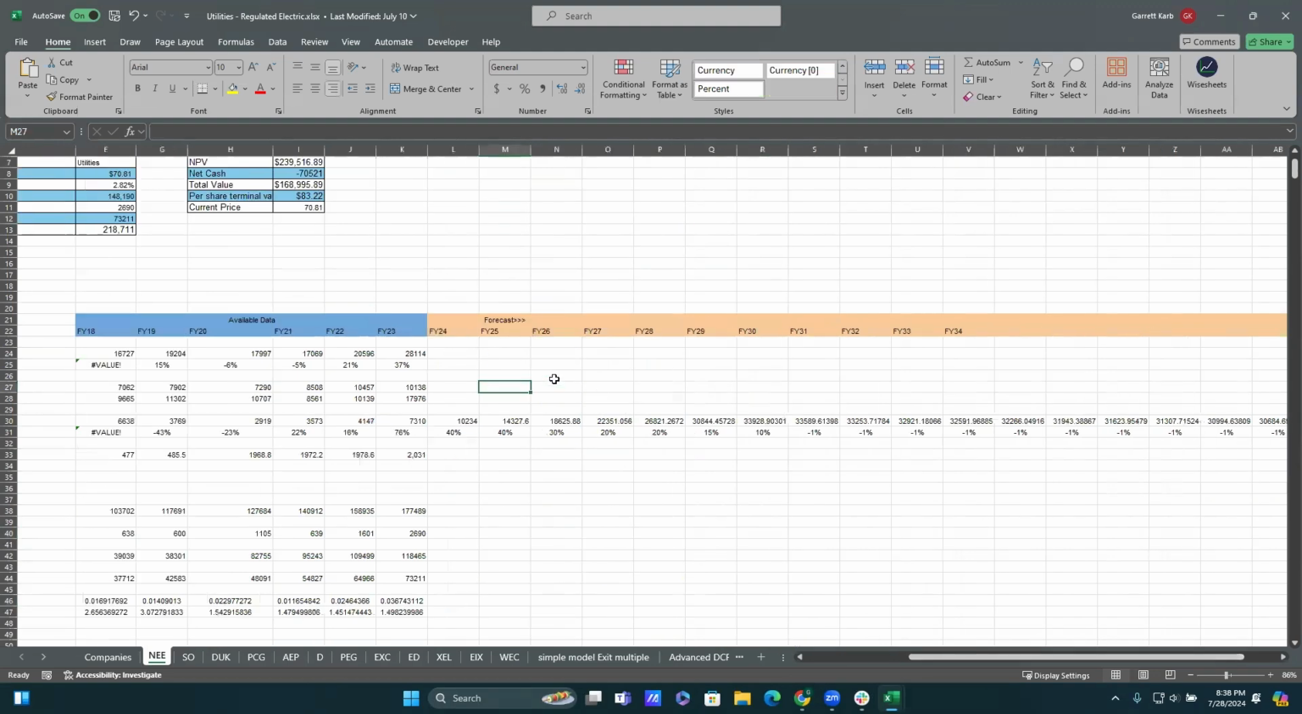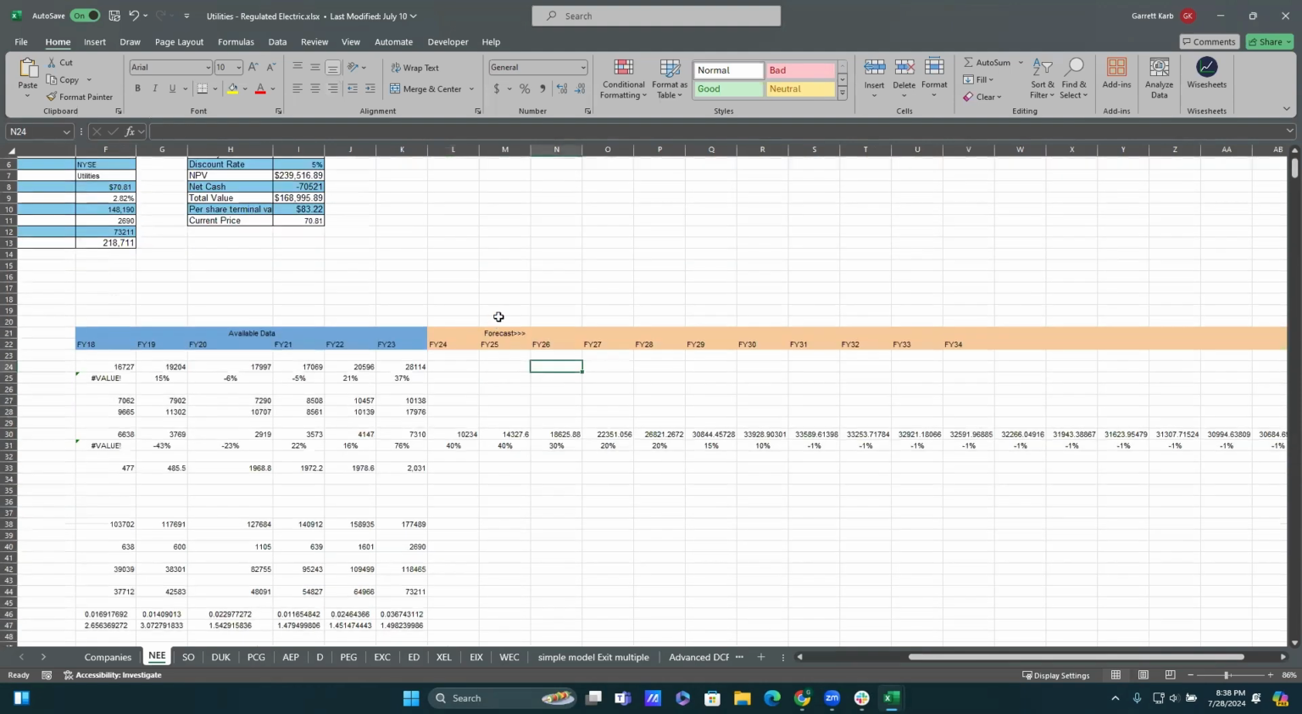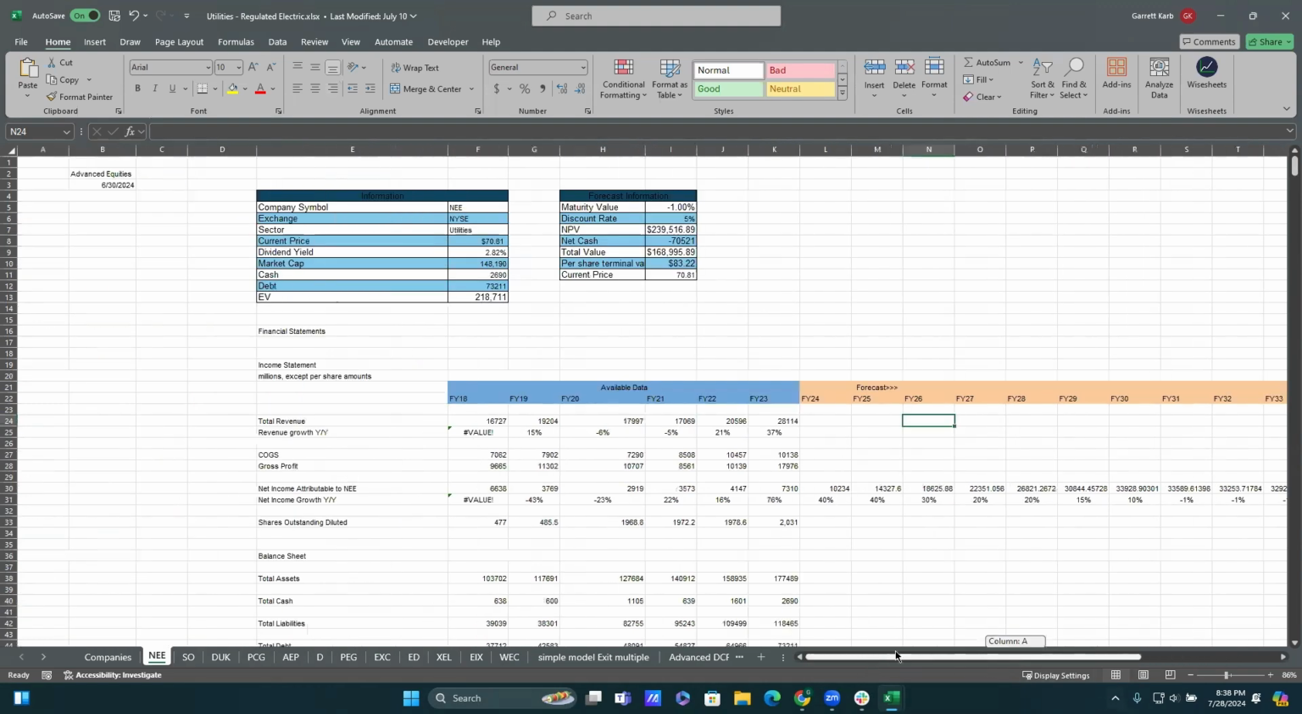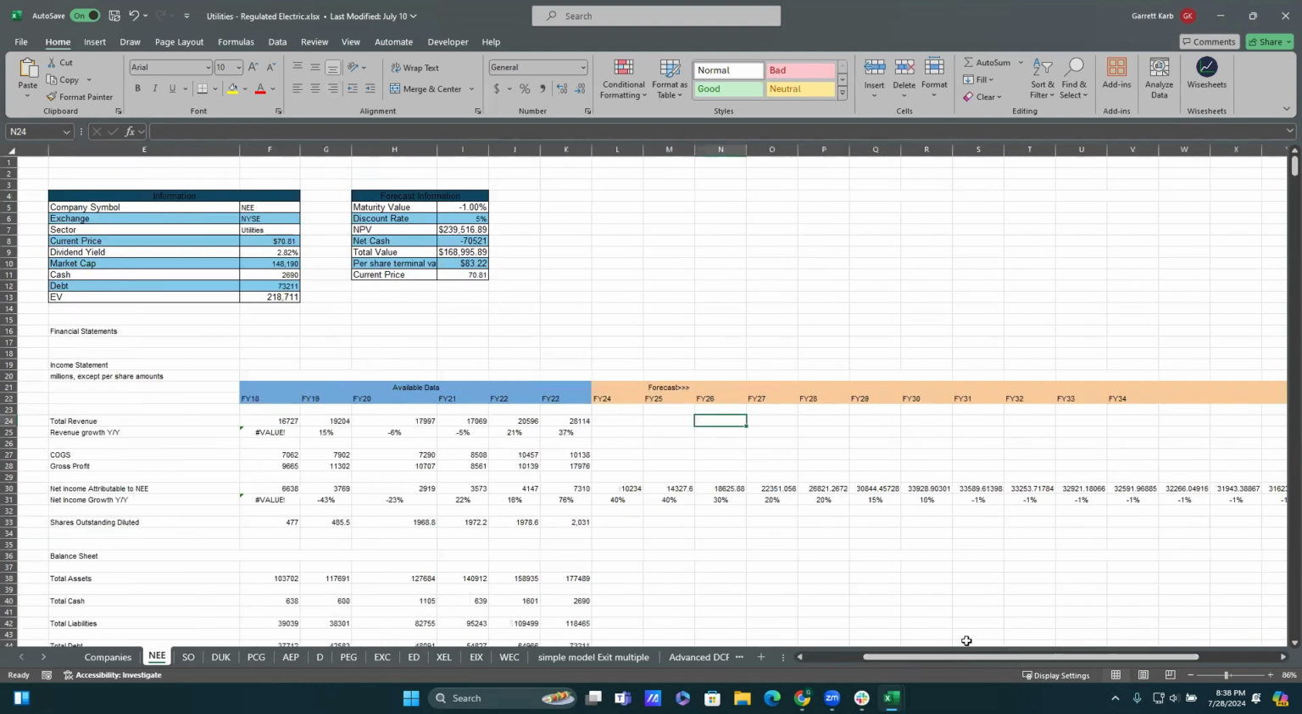Okay. So the forecast is the most interesting part of this by far. All right. You, as an investor, have to decide what you think your company is going to do in the coming years. So when I looked at NEE, NextEra Energy, I was thinking data centers, right? I just read an article today that was interesting.